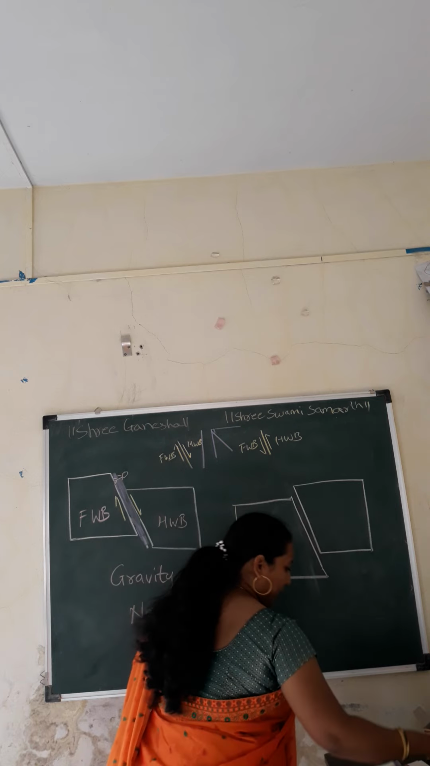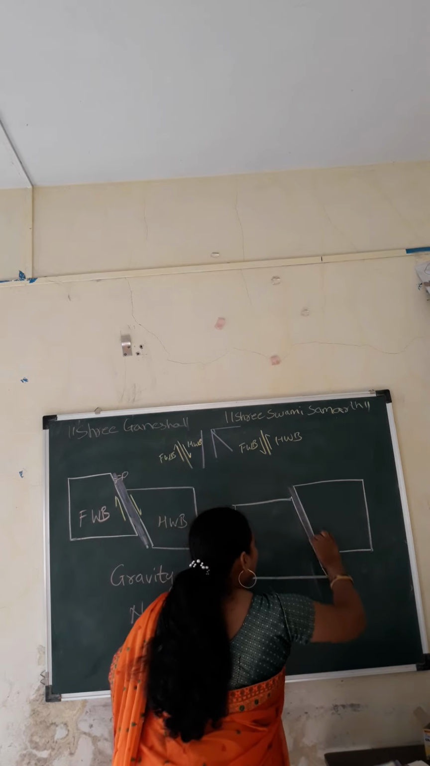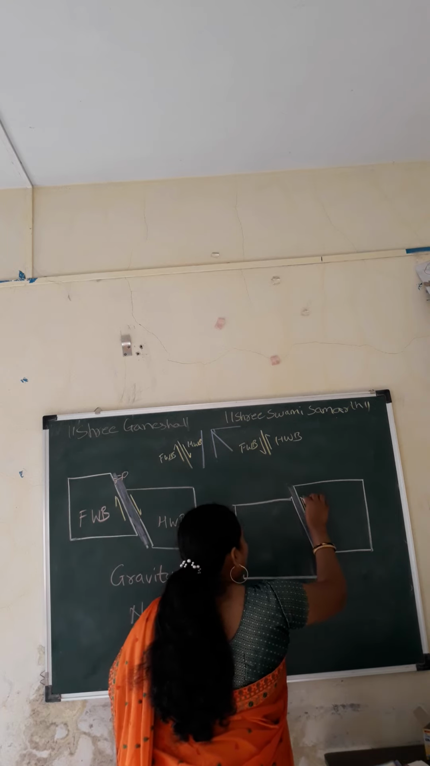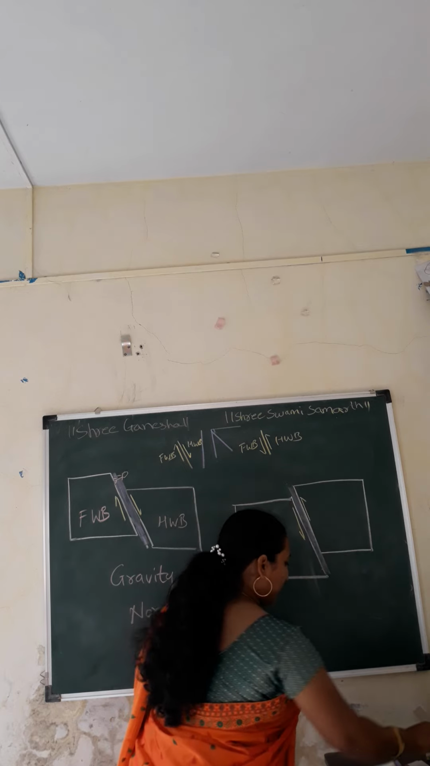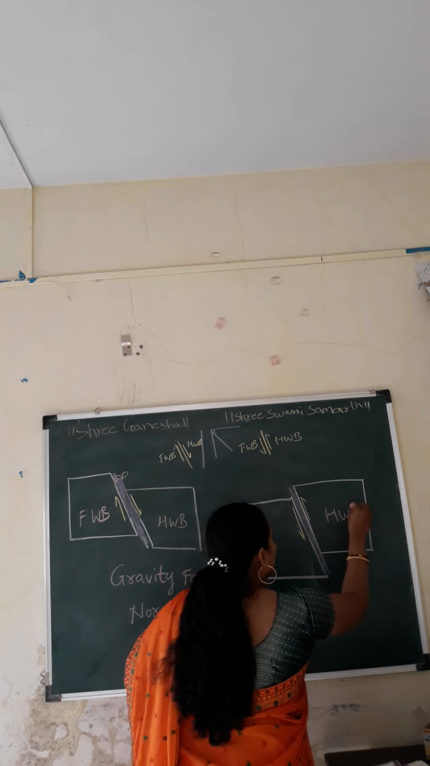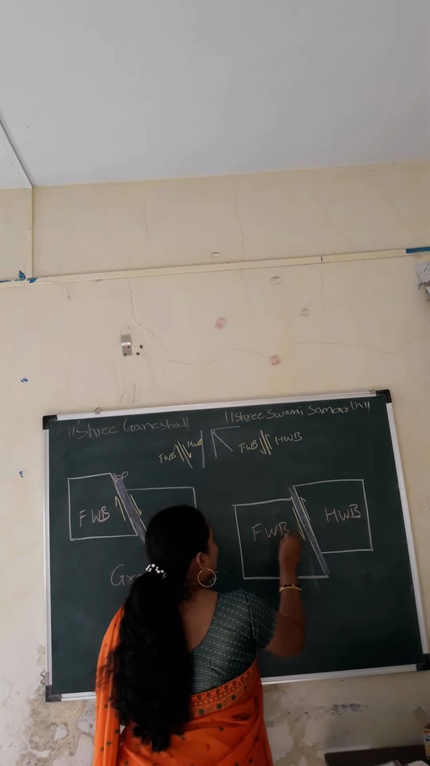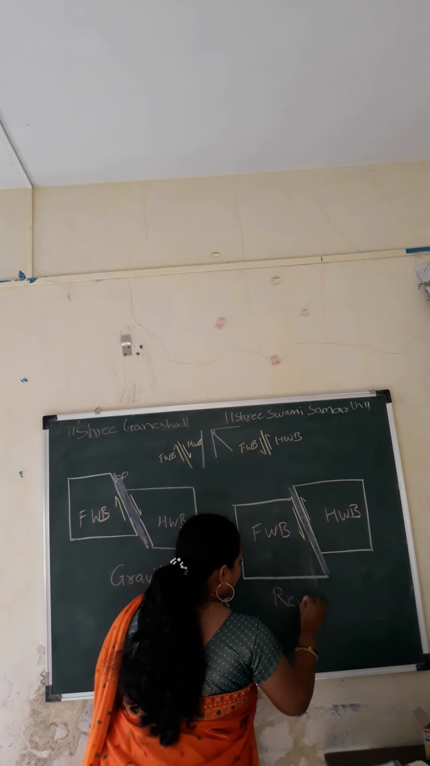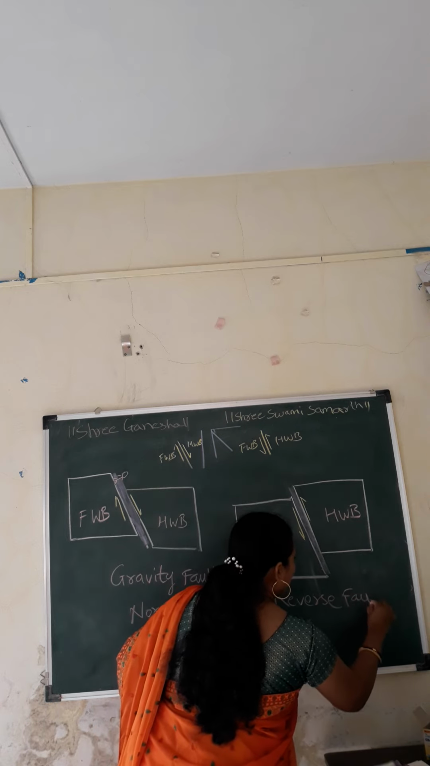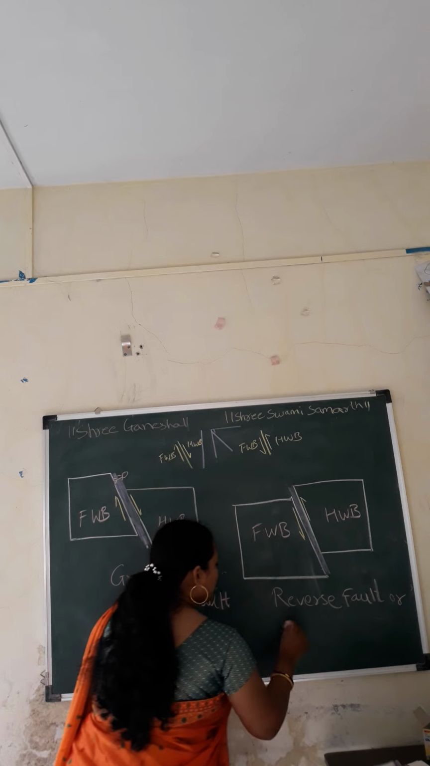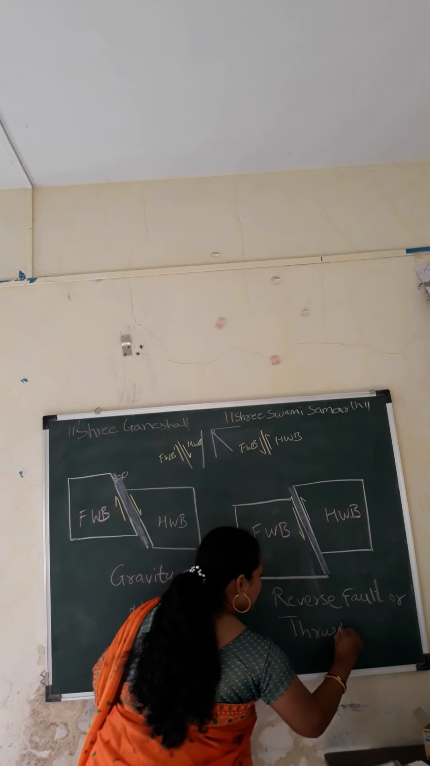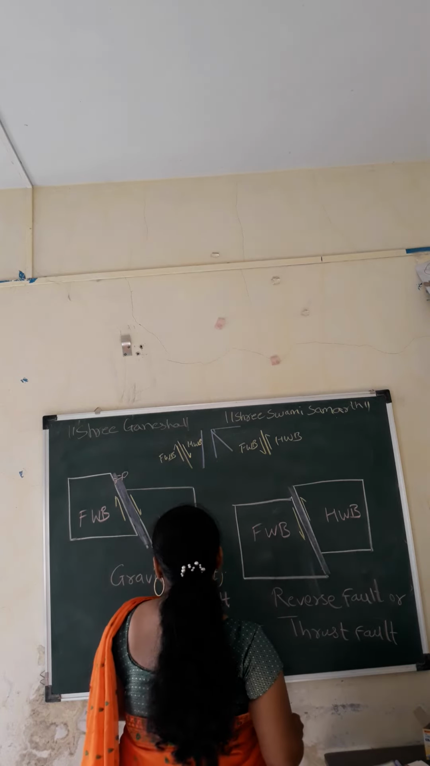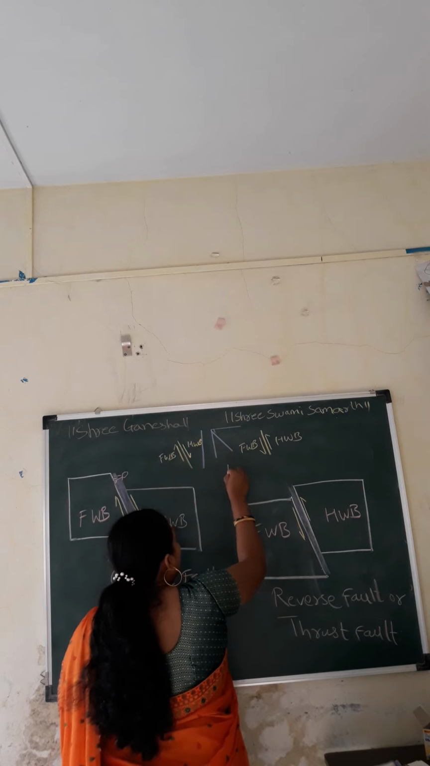So this is the fault plane. Again shade this with purple color. This is the fault plane, and yellow color resembling this hanging wall block going up and this foot wall block coming down. To label it, this is the hanging wall block, HWB, this is the foot wall block which has come down, and this kind of fault is known as reverse fault, or it is also known as thrust fault.